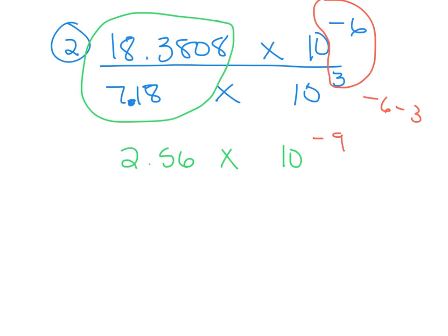And then standard notation means I'm going to move my decimal to the left 9 times, so that means it's going to be 0. then 8 zeros, 1, 2, 3, 4, 5, 6, 7, 8, then 2, 5, 6.